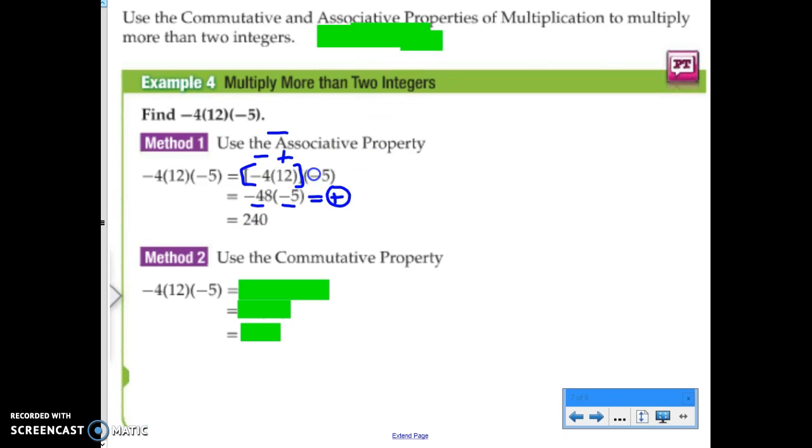Down here, looking at the commutative property, we have, again, the same problem, negative 4 times 12 times negative 5. But here we're just going to rearrange things, okay? So now I can go ahead and do my multiplication from left to right. And I've got a negative times a negative, which is going to give me a positive. And 5 times 4 gives me 20. So I have positive 20 times a positive 12. And 20 times 12, again, gives us 240. So 2 different ways that you can rearrange those expressions to find the product, okay?